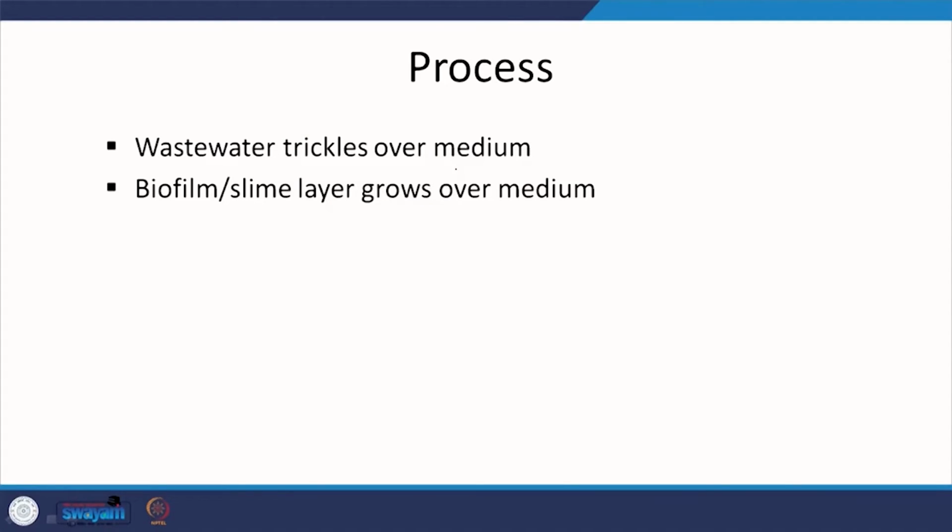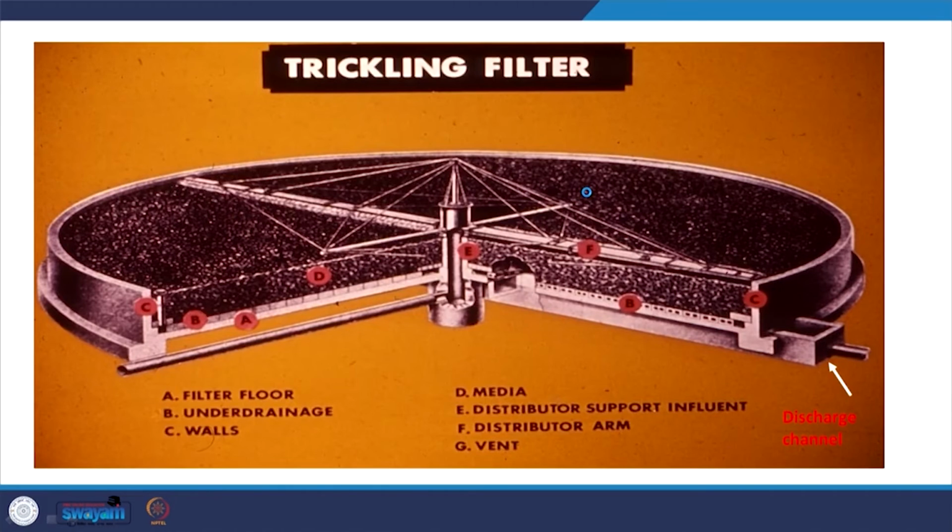So, trickling filter: wastewater trickles over the medium, and to degrade the organics in the presence of oxygen and the nutrients, you are going to have a biofilm developing over the medium. So, in a trickling filter, what is it that you have? This is a typical schematic, we will look at one later. From this distributor arm, you see that water will be distributed and this will keep rotating like this, right.